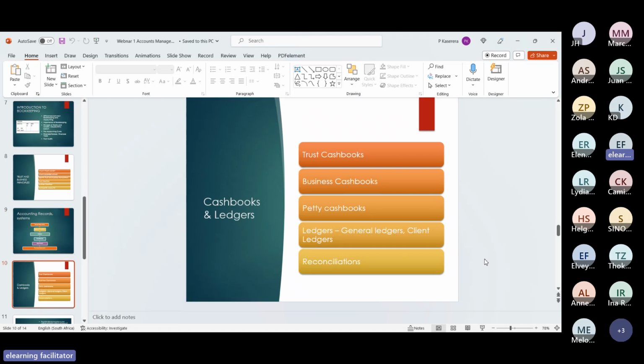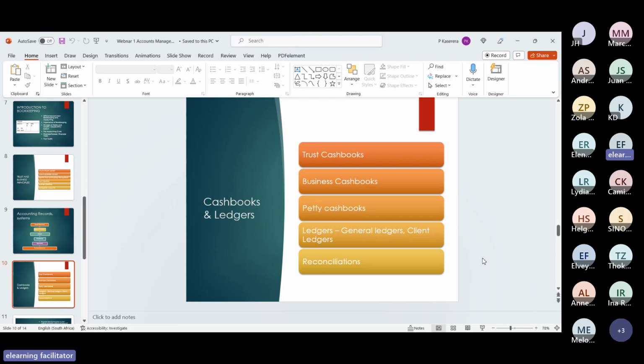Okay, so the next thing that we need to work on is our cash book. Assignment one is based on cash books. We have removed ledgers, but I'll also try to show you how to post into the ledger accounts, so that on our next webinar, we won't do much on ledgers. You'll be able to post into the ledgers.